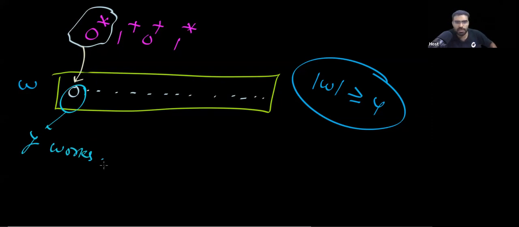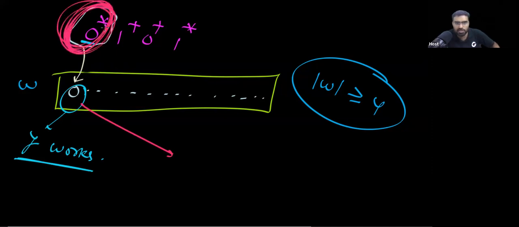Is this point clear? From this part, if I take at least one 0, then this 0 I can take as y. Tell me why? Because I can repeat it any number of times, no problem. 0 star, this is 0 star. I can repeat it any number of times.